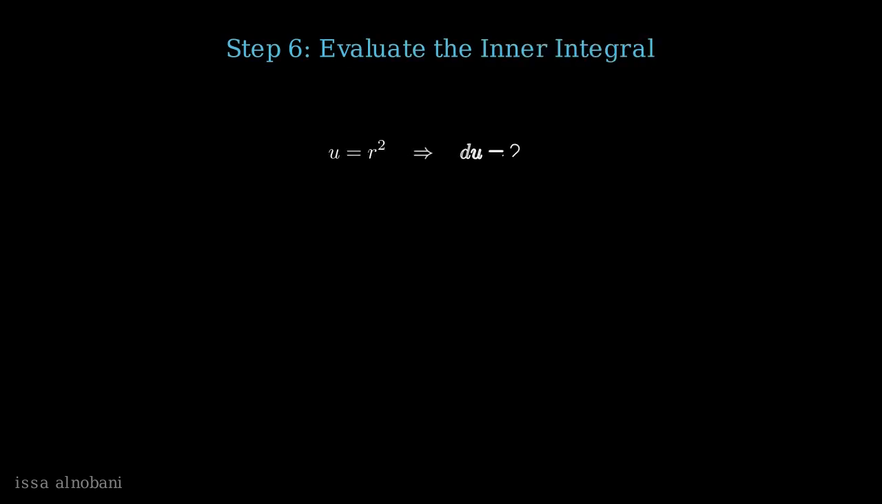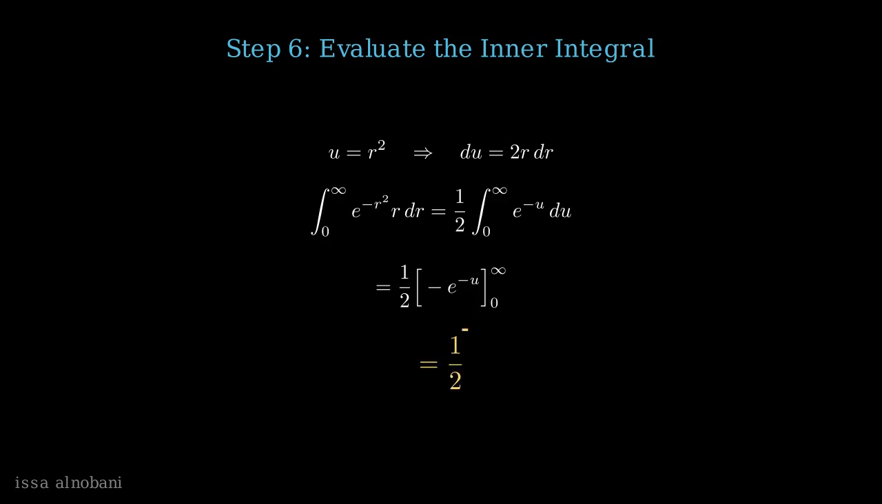We evaluate the inner integral using substitution. Let u equal r squared, so du equals 2r dr. This turns our integral into 1/2 times the integral of e to the negative u du, from 0 to infinity, which equals 1/2.